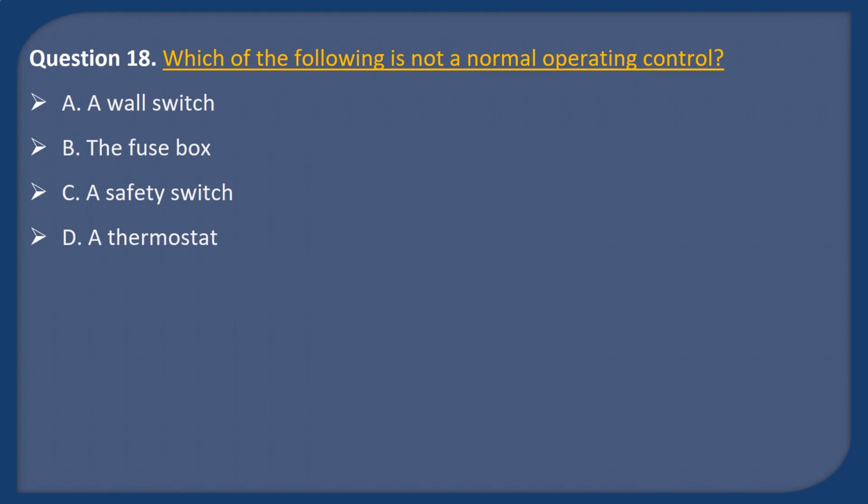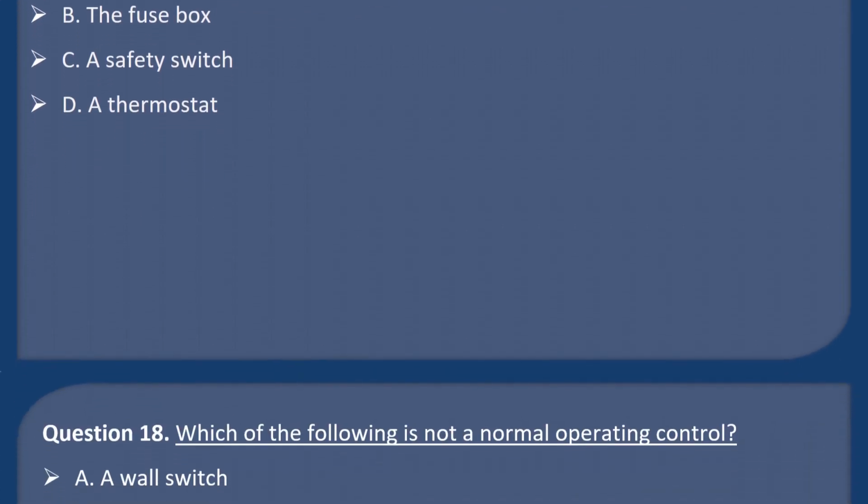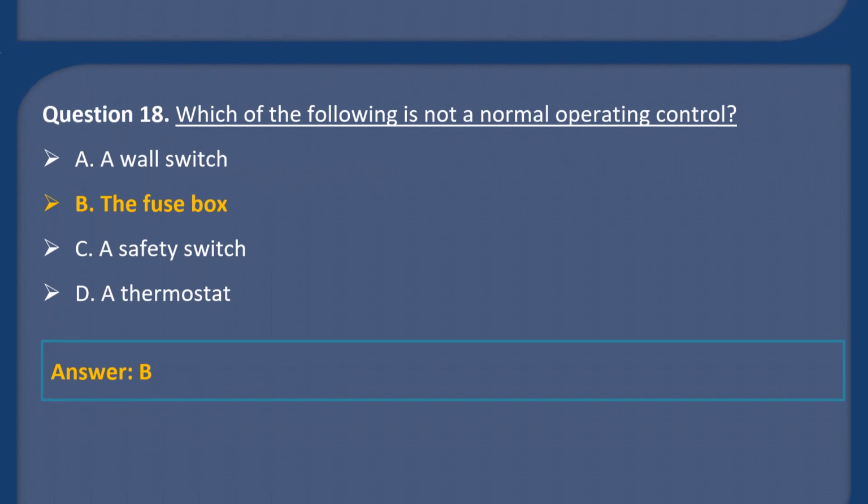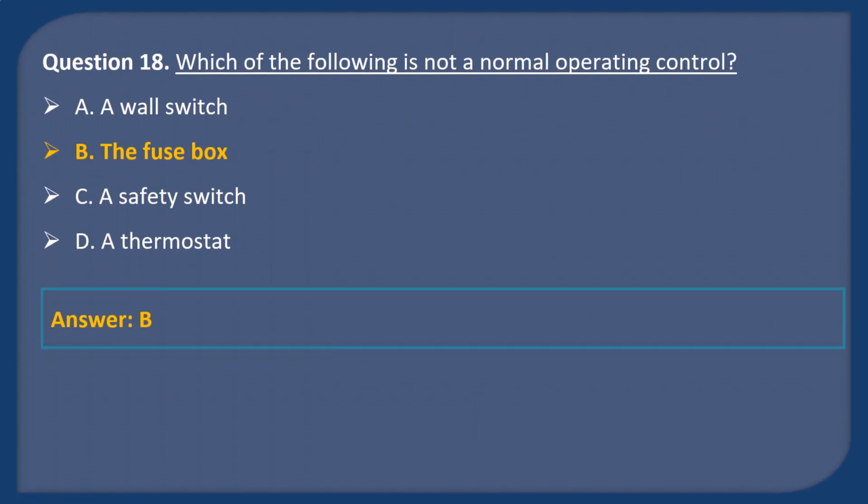Question 18. Which of the following is not a normal operating control? A. A wall switch. B. The fuse box. C. A safety switch. D. A thermostat. Answer B.